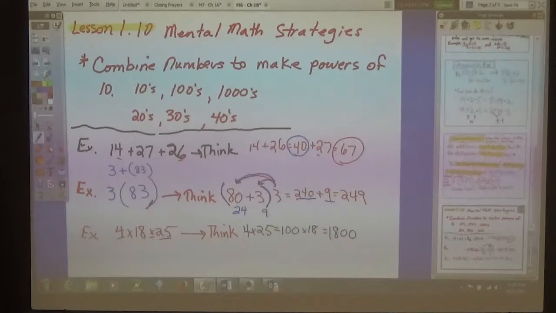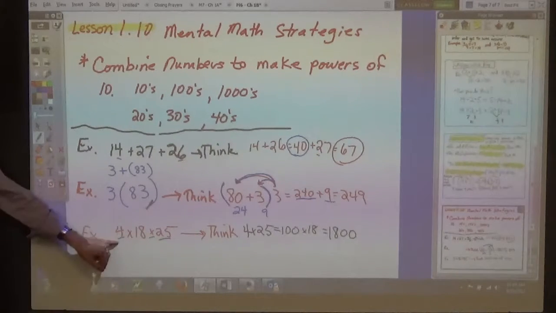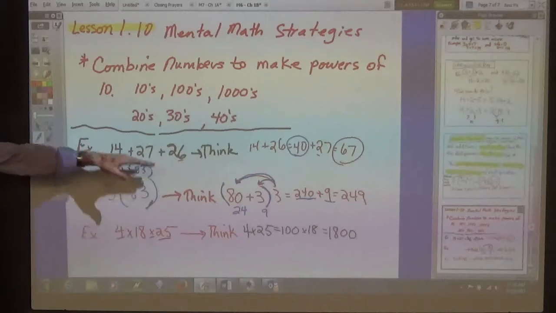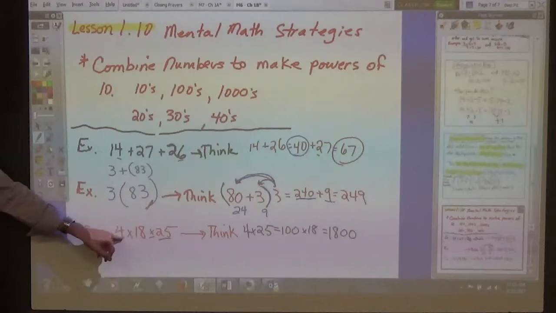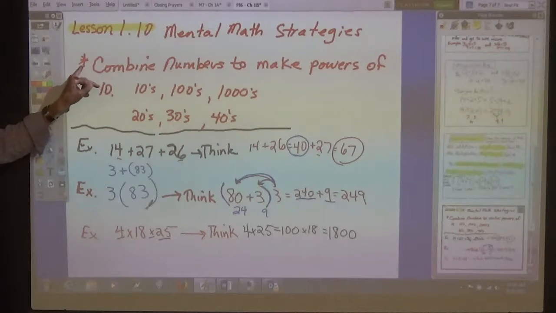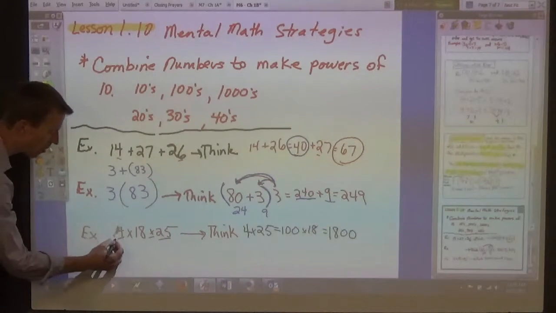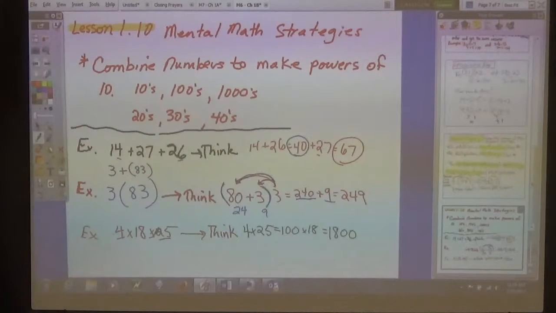Look at this one. We're multiplying 3 numbers in this case. In the first one, we were adding 3 numbers. Now we're multiplying 3 numbers. Now, Tate, go back to our goal. What is our goal here when we're doing mental math? Combining numbers to make power of 10. Yeah, so look at these 3 numbers. Are there 2 numbers that we can combine first to make a power of 10?